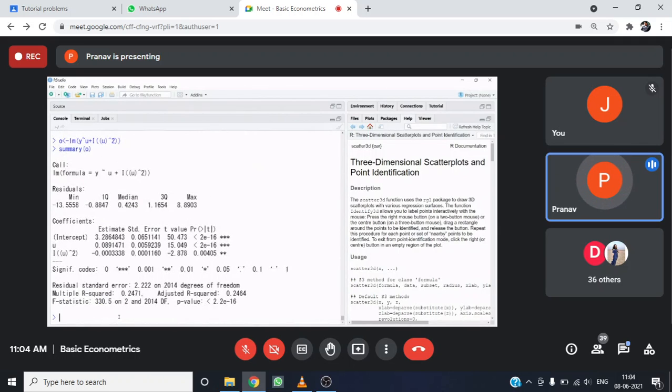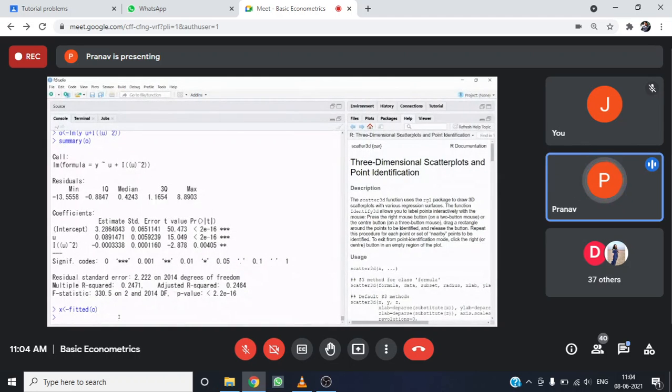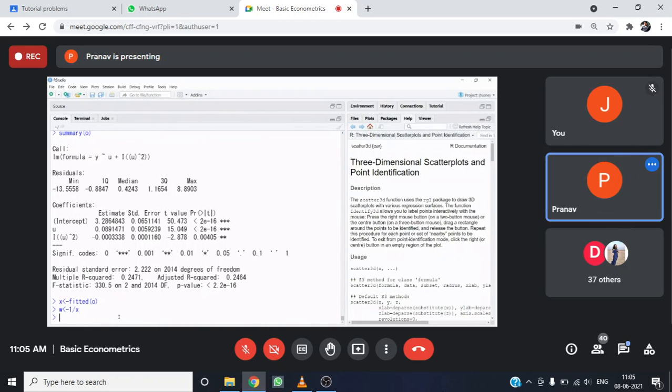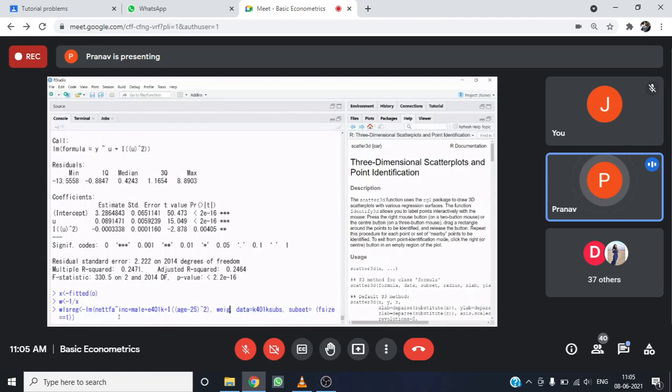If I do summary of O now, and get the fitted value from this O, then I can define a new variable as weight, and that will be, let me say, W is 1 upon X. Now I'll run the same WLS regression with W as the weights. Let us see if it works or not.